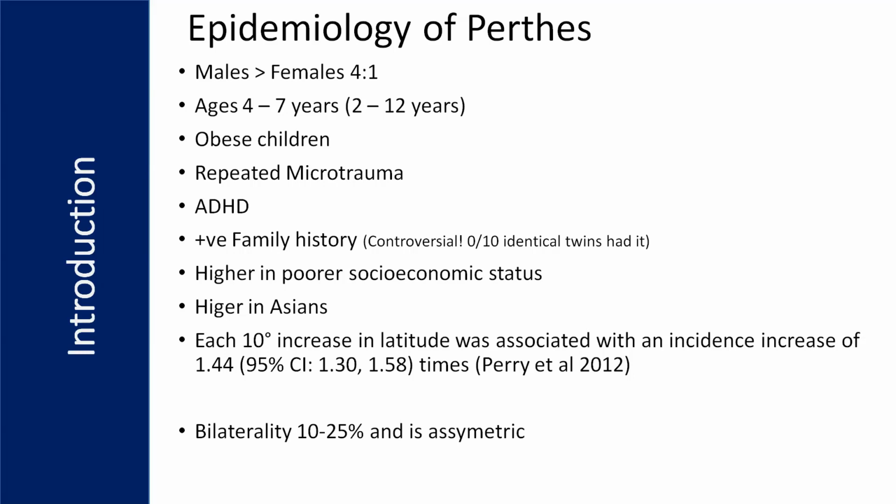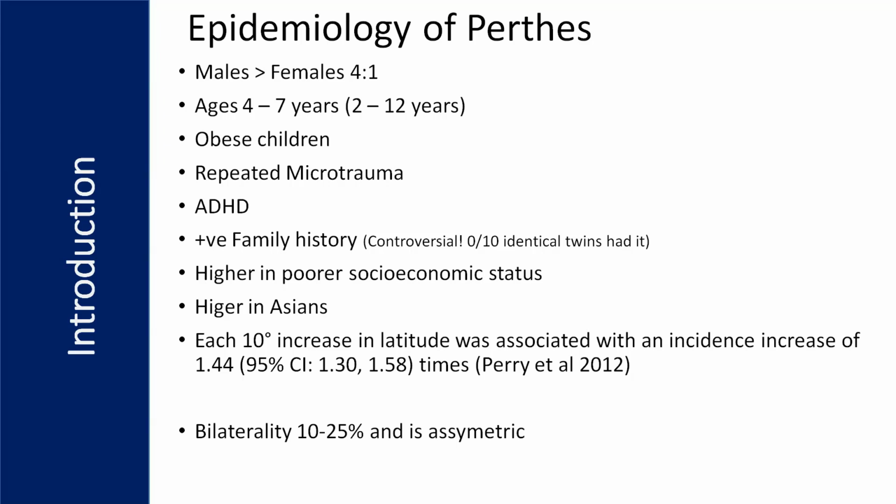The second thing, it occurs in ages between 4 and 7 most commonly because, like we described earlier, it's due to the relatively ischemic blood supply. However, ranges have been reported between 2 years and 12 years. It happens usually in obese children. It also happens due to repeated microtrauma. It was found to have an increased incidence in children with ADHD. This could be due to microtrauma from their hyperactivity, or it could be due to them having ADHD.